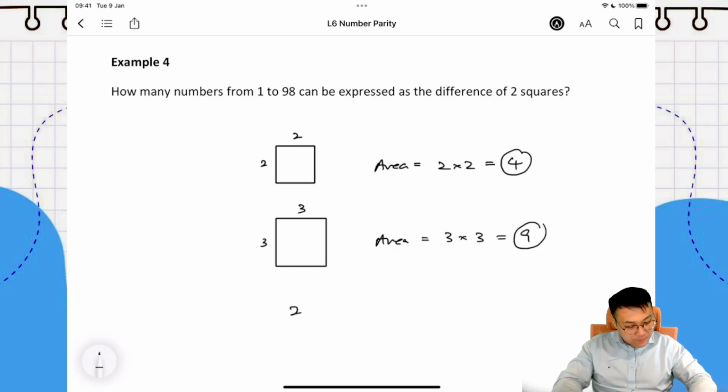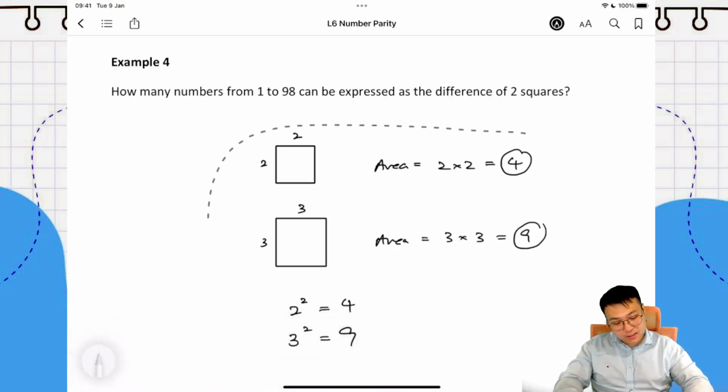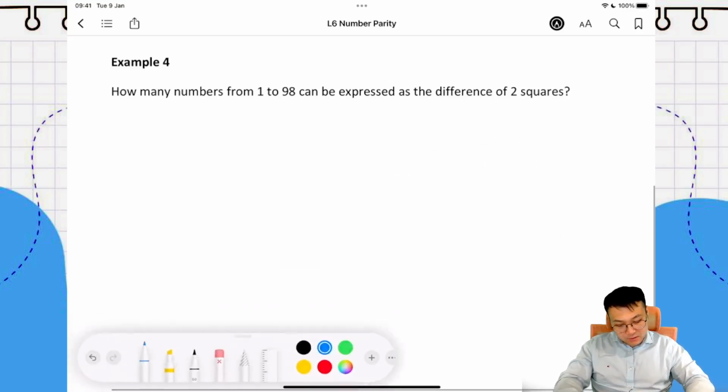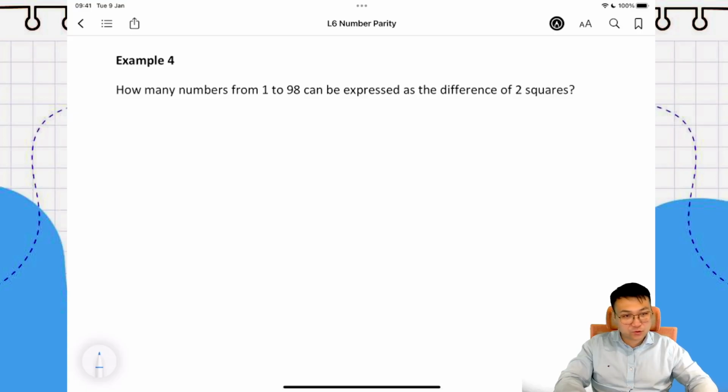So when you have 2 to the power of 2, you call it 2 squared. The answer is 4, you get a square number. 3 to the power of 2 is 3 squared. The answer is 9, you get a square number. So now you know why we call them square numbers, because they always give you the area of a square. What is the meaning of difference of 2 squares? That means, let's say this is a square number and this is another square number. Finding the difference means minus.